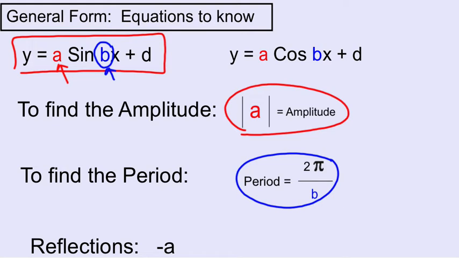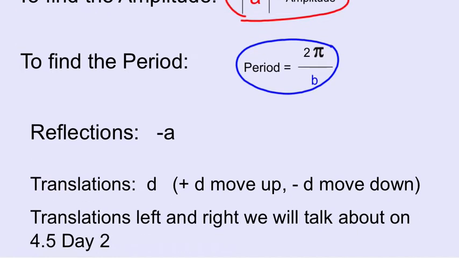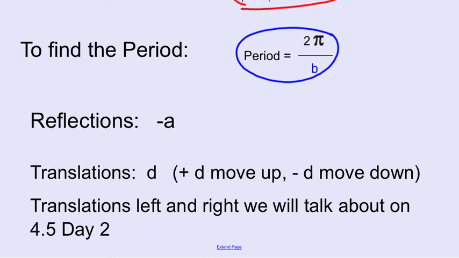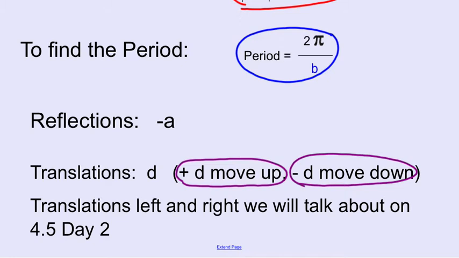The next thing is plus d. If you have a plus or minus, what that does is it shifts it up or down. So if you have a plus d, it moves it up. If you have a minus d, it's going to translate it down that many units. There are some reflections too when you have a negative a, and we'll talk about how that looks later. We do also have some transformations left and right, but I want to save that for another day.